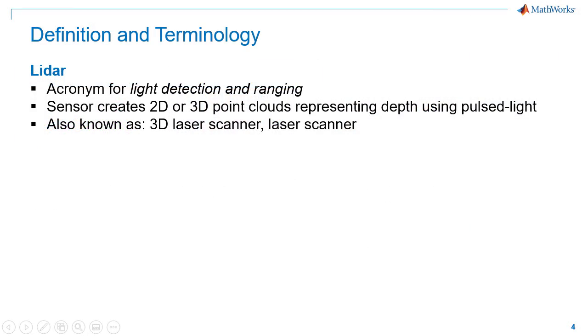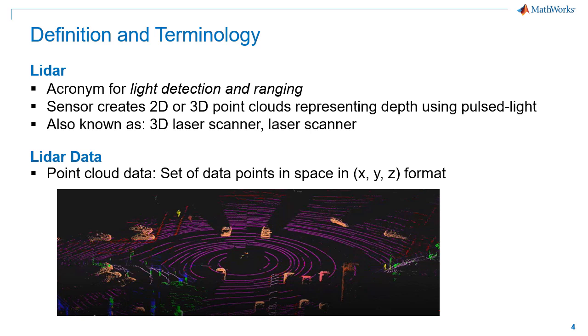Let's start with a quick introduction to LiDAR technology. LiDAR sensors are range measuring sensors like radars and sonars. It creates 3D or 2D representation of the surroundings by measuring distance to objects around them using pulse lights. LiDAR sensors capture surrounding data as point clouds. A point cloud data is a set of data points in space which represents a 3D structure of the objects by providing X, Y, and Z coordinates.